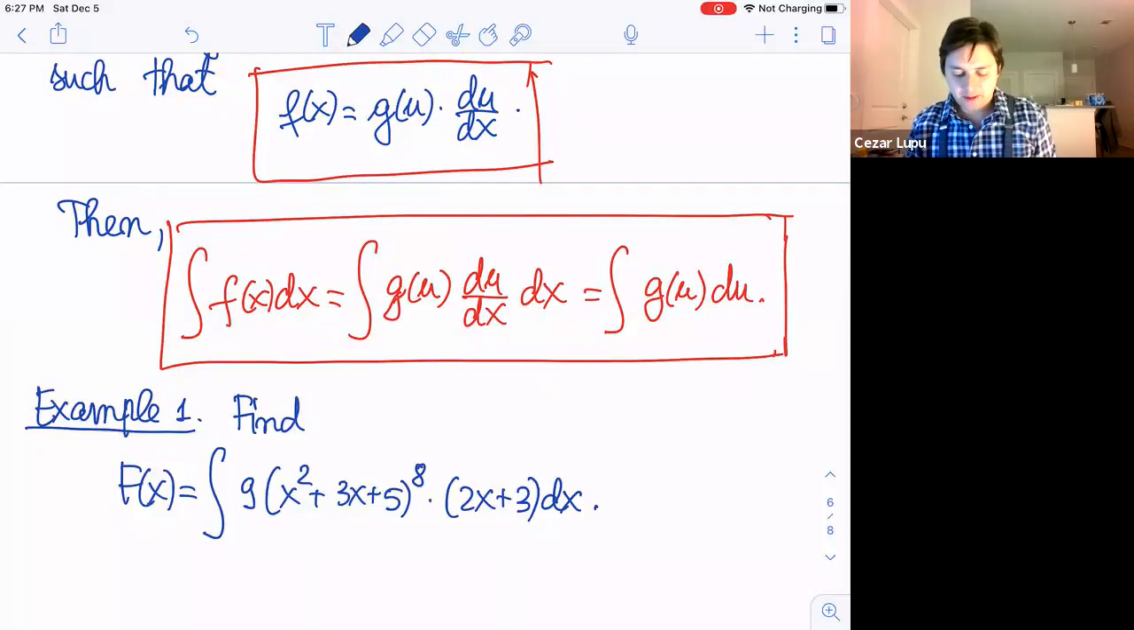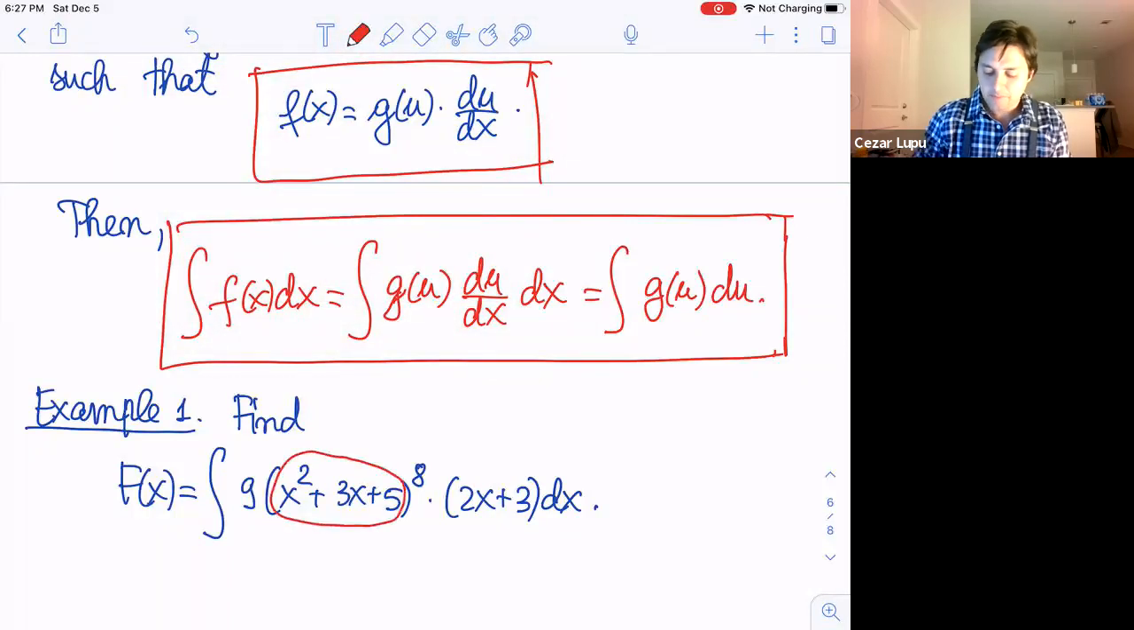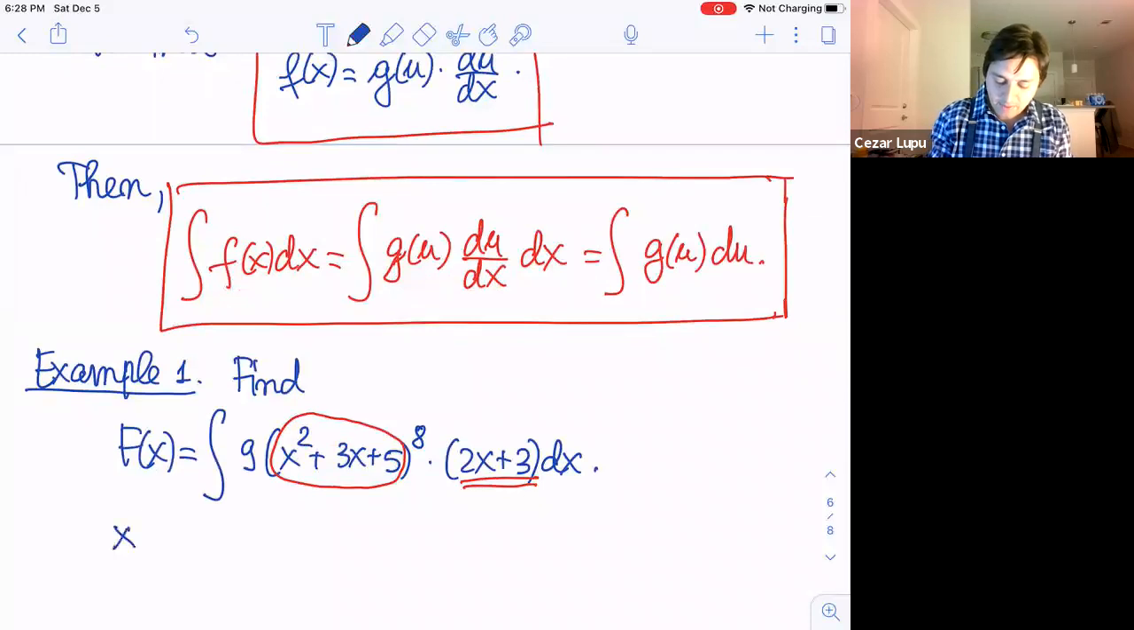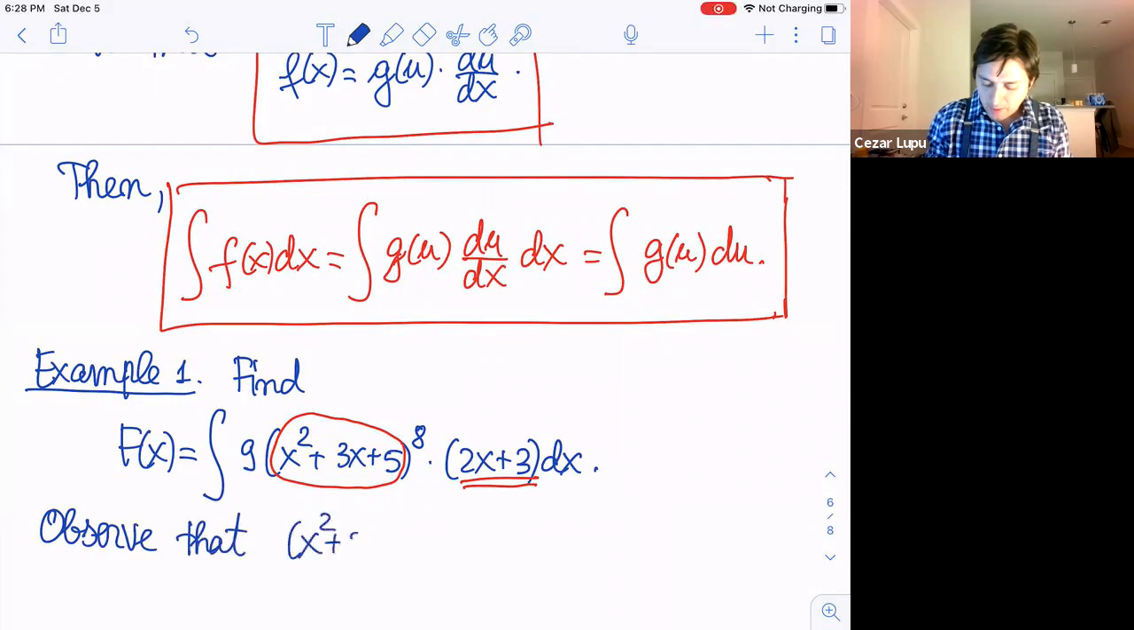So what is that thing that you observe? You see, if we look at this quantity here inside, if you take the derivative of that, you'll find exactly this guy here, right? So x prime, let me point out. So observe that (x squared plus 3x plus 5) prime is nothing else than just 2x plus 3.